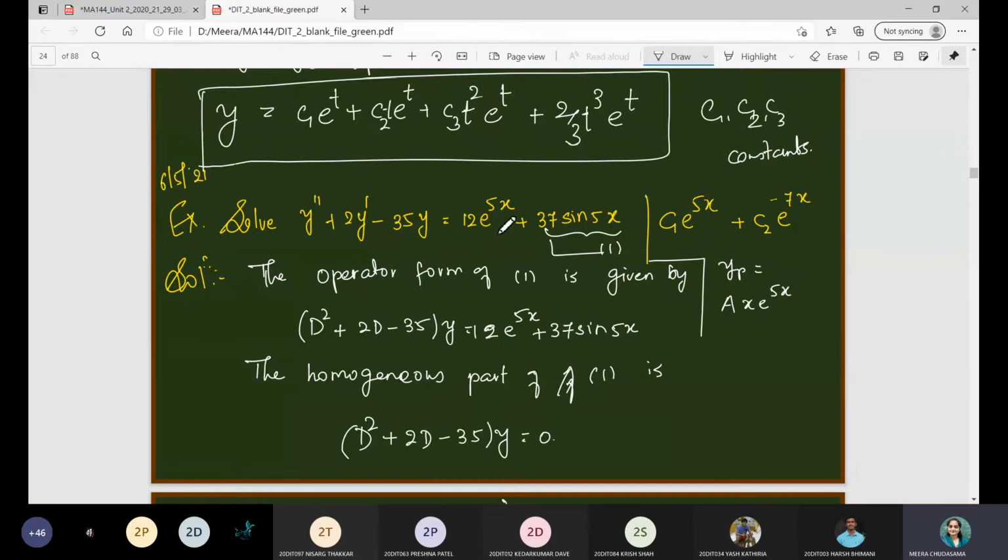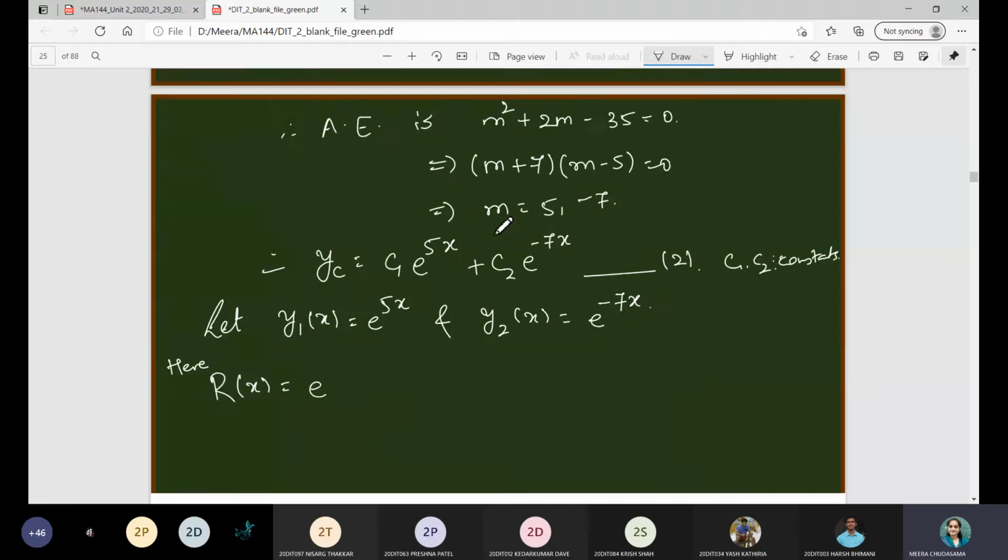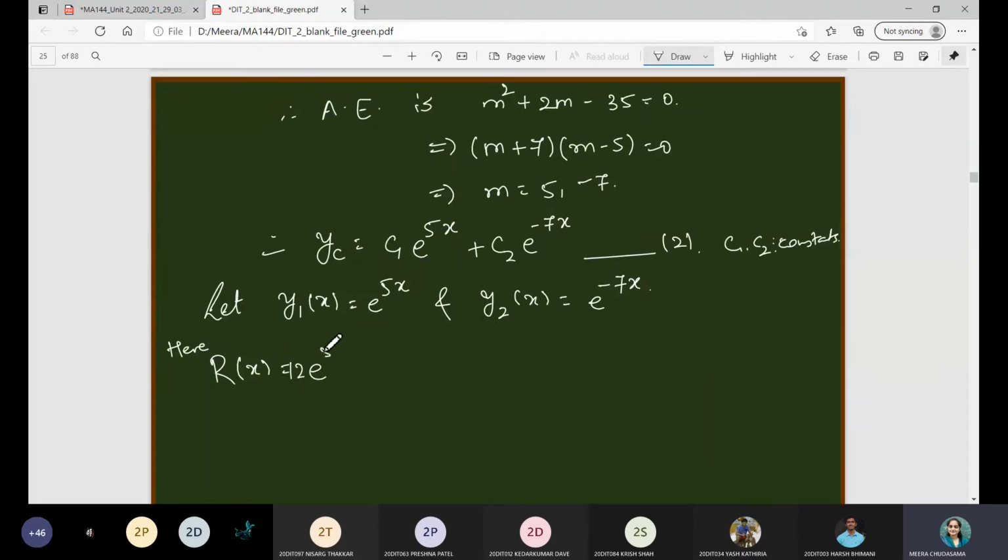Yes, so it is 12 e raised to 5x and 37 sine 5x. You can see that y1(x) is involved in the right hand side function. There is no e raised to minus 7x as well as no sine 5x in the complementary function. So we are just having a problem related to this function.